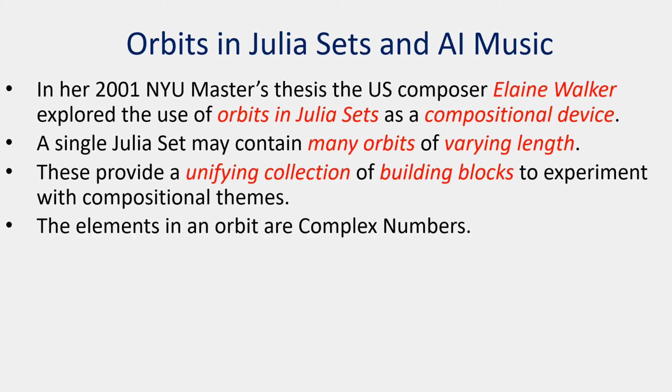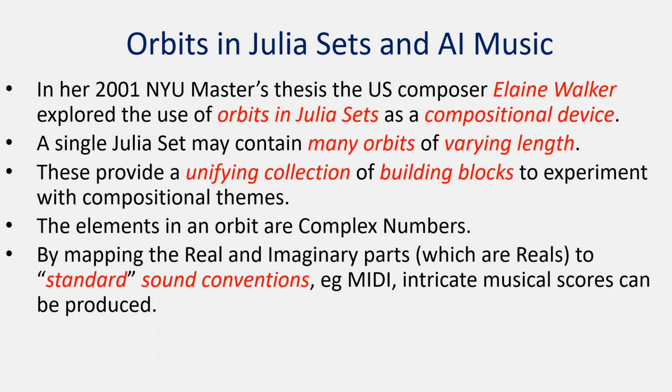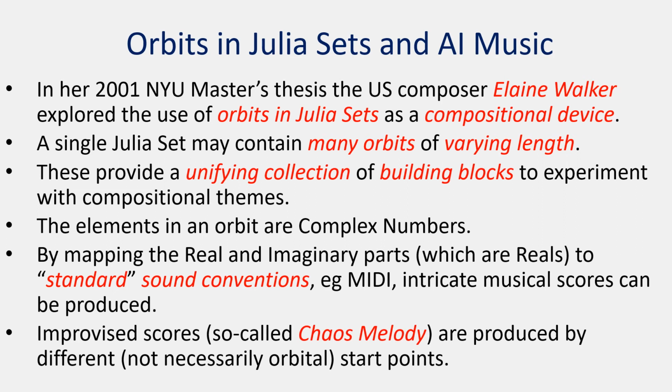So we look at the elements in an orbit. Well, these are just complex numbers. So what we can do is take the two parts of a complex number, the real part and the imaginary part. Both of those are real numbers, so we can map from a real number to some sort of standard sound convention, something such as MIDI, something such as notes on a standard musical score. And by doing that, quite intricate musical scores can be produced as a result.